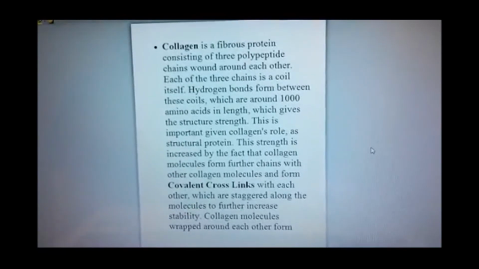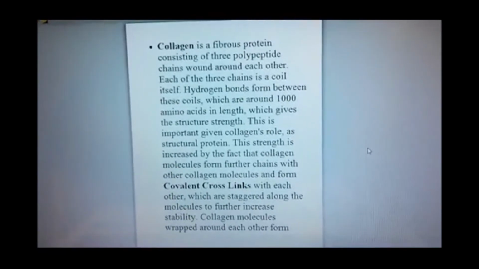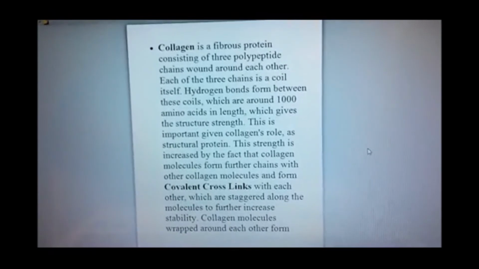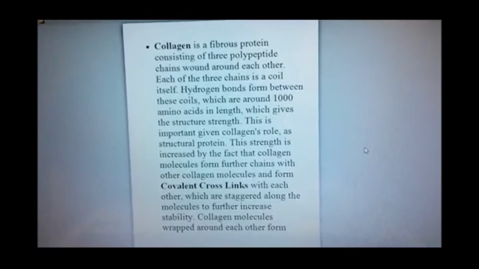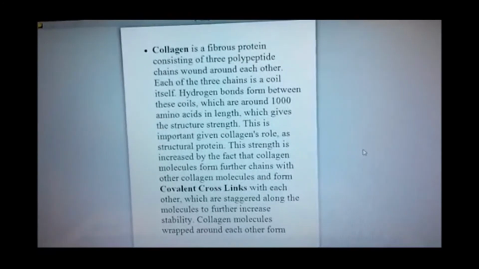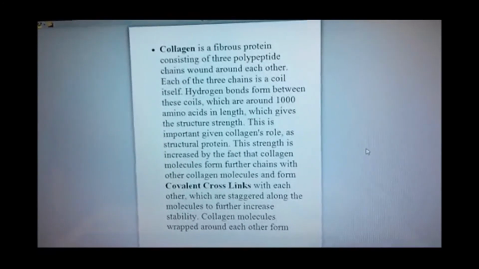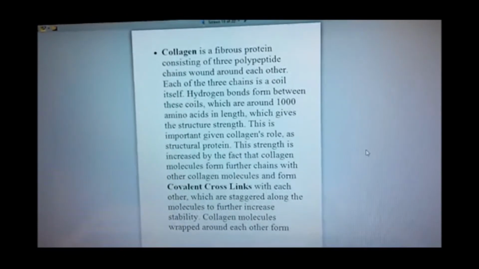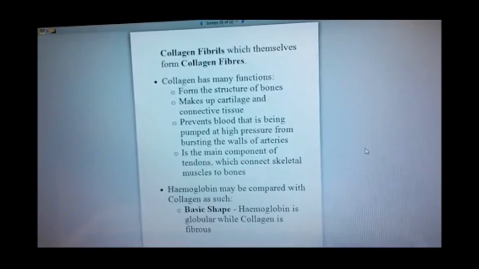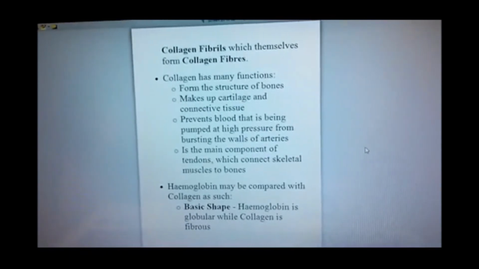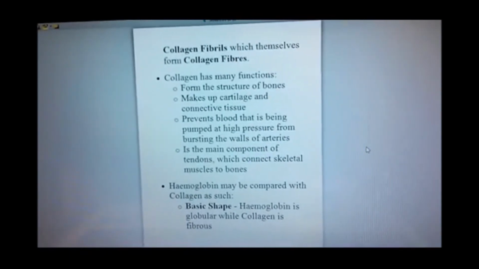This strength is increased by the fact that collagen molecules form further chains with other collagen molecules and form covalent cross-links with each other, which are staggered along the molecules to further increase stability. Collagen molecules wrapped around each other form collagen fibrils, which themselves form collagen fibers.